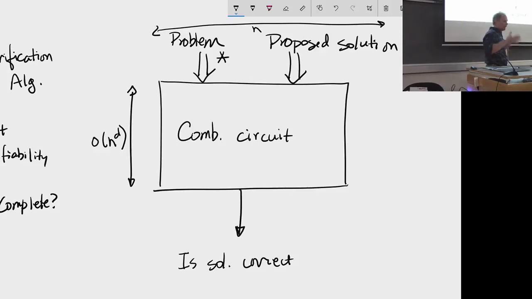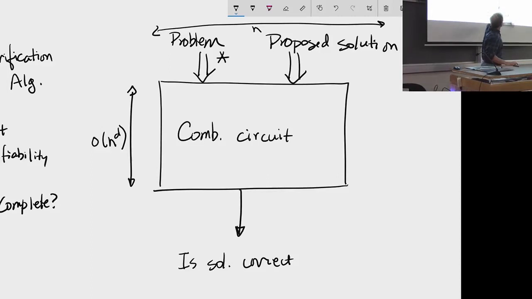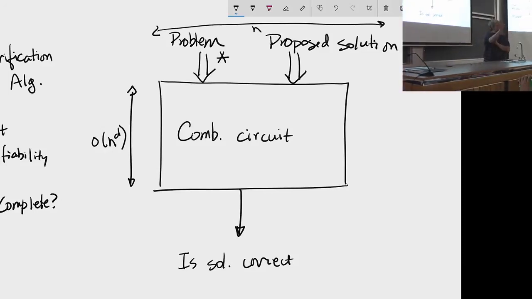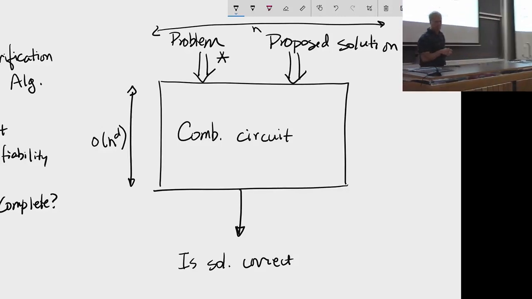You take the problem description and hardwire it up there as the input, and you leave the proposed solution wires unbound to trues and falses. Then you run the circuit satisfiability algorithm and find out: is there a way to set the proposed solution bits to get a 1 out the bottom? If there is, you will have solved problem X. If there isn't, you'll know the original problem X has no solution. It'll work for any problem in NP because they all have verification algorithms. That's the key.